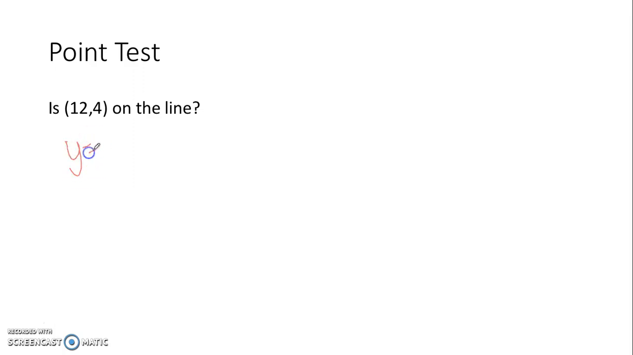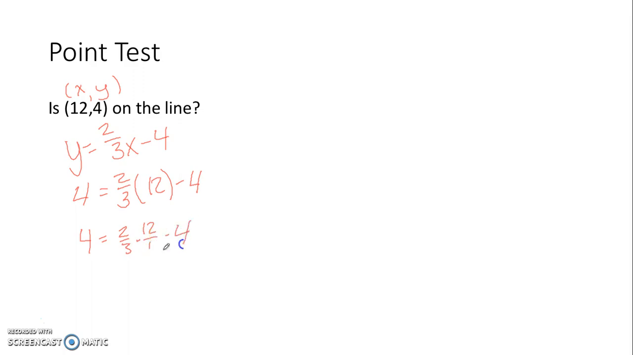So let's use the equation that we just used, y equals 2/3 x minus 4. So let's just plug in the numbers. 12 is x and 4 is y. So we can make a note, x comma y. All right, so 4 is equal to 2/3 times 12 minus 4. Okay, so now let's solve this to see if we get an equivalent equation. So 4 is equal to 2/3 times 12 over 1 minus 4. Okay, so 4 is equal to, well, 2 times 12 is 24, divided by 3 minus 4.